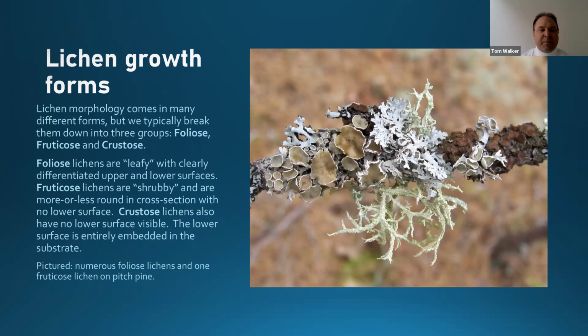Foliose lichens are leafy with clearly differentiated upper and lower surfaces. Fruticose lichens are shrubby and are more or less round in cross section. That is a fruticose lichen in the middle here dangling. And crustose lichens have no lower surface visible. The lower surface is entirely embedded in the substrate. And there are no crustose lichens in this picture.